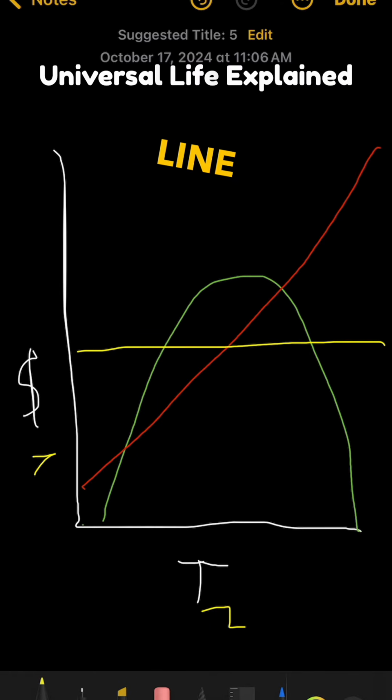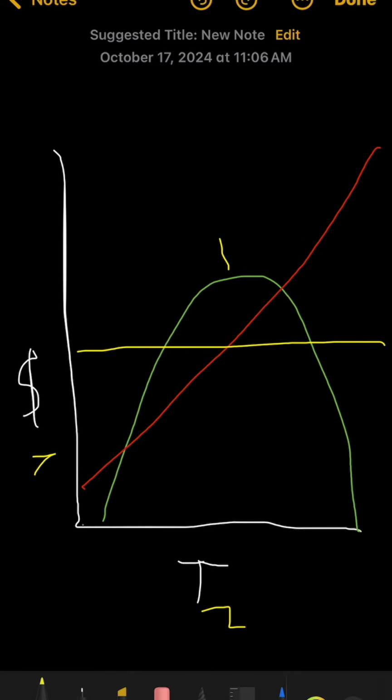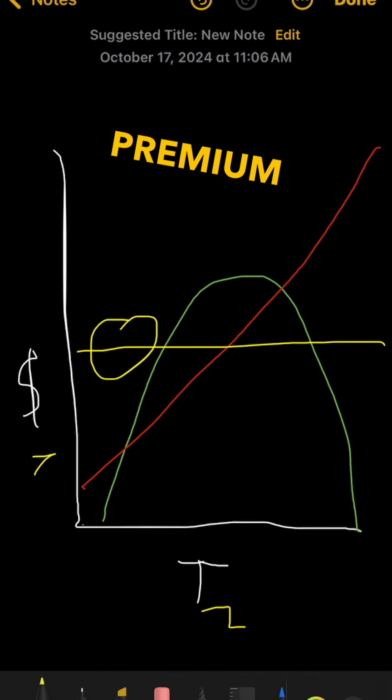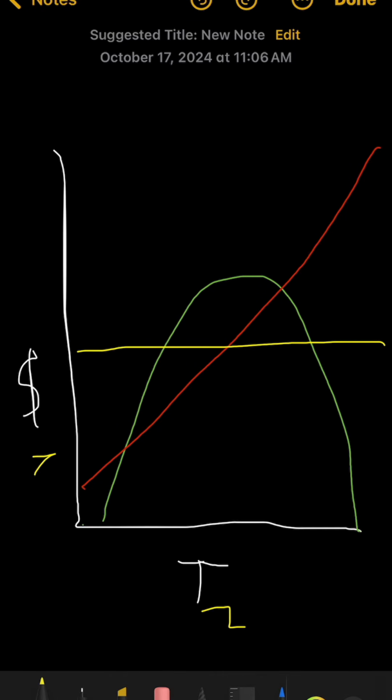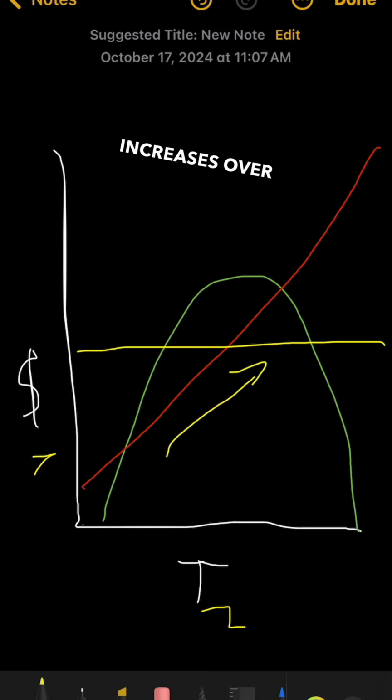The green line is the cash value. So this line right here is the cash value. And then the yellow line is the premium that the client spends every month. And then the red line is the cost of insurance. The cost of insurance in a universal life policy increases over time.